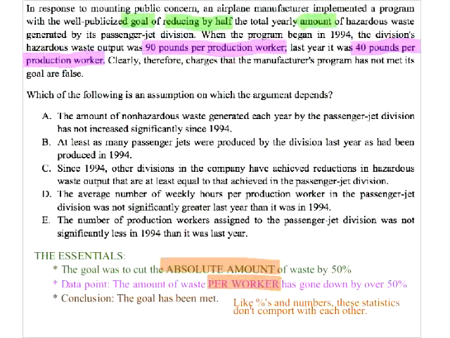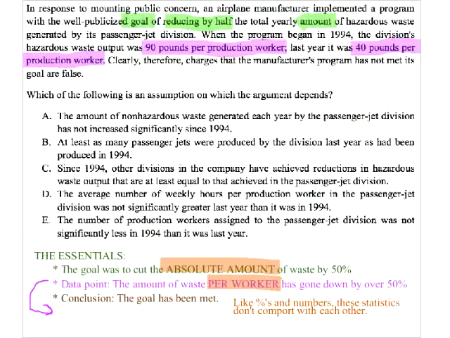So what you need to do is figure out what the argument is assuming. Think about what kind of statistics would break this relationship. This is pounds per production worker. One way that this percentage could have gone down is if the pounds have actually gone down by that much. But another way that the pounds per worker could decrease is simply if the number of workers has gone up. So there's two ways that this data point may have been achieved.